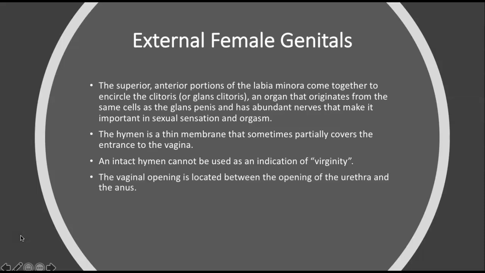The vaginal opening, the entrance into the vagina, is located between the opening of the urethra and the anus. It is flanked by outlets to what are called Bartholin's glands, or the greater vestibular glands, which secrete some mucus that basically keeps the entire area well lubricated. And let's get into the vagina.